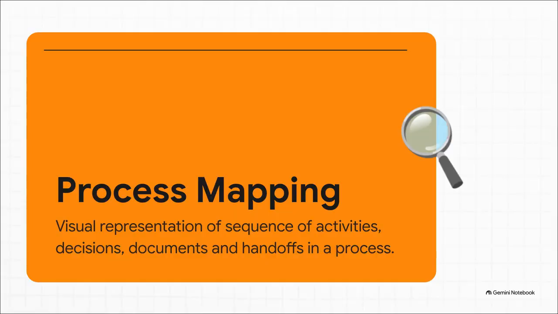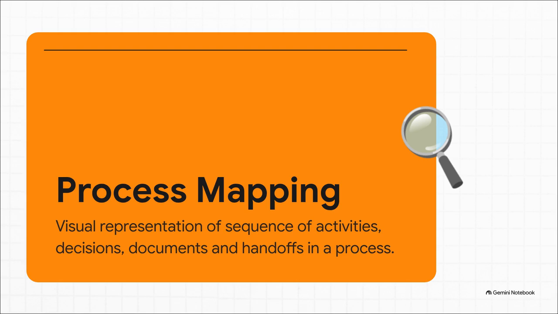So, starting off with Section 1, Basics of Process Mapping, let's lay down some foundational groundwork here. At its core, process mapping is literally just a visual representation of the sequence of activities, decisions, documents, and handoffs in any given process. It's what helps internal auditors understand how work is actually performed, identify risks, assess controls, and improve efficiency.